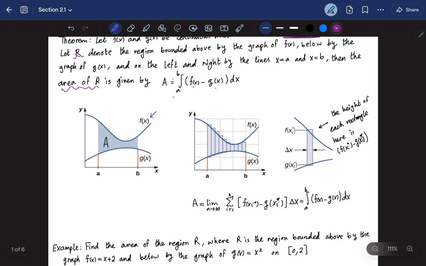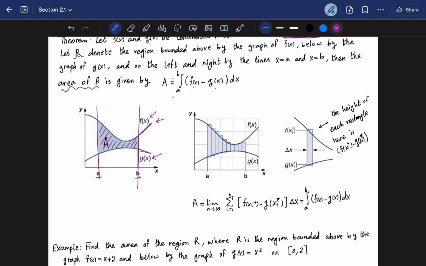So I have my function f, and I have my function g. f is bigger than g here on the interval from a to b. The reason why f is bigger than g is because if you look at the graph, f is always above the curve of g. Now R is the region bounded between f above it, g below it, line x equals a from the left, line x equals b from the right, and that's my region R. Now I want to find the area of this R.